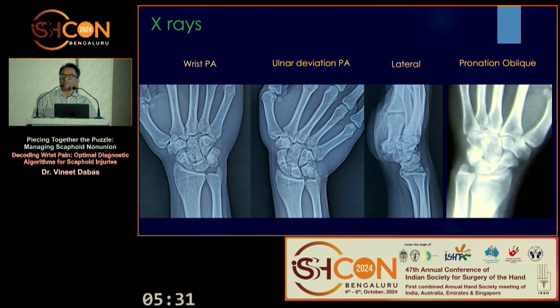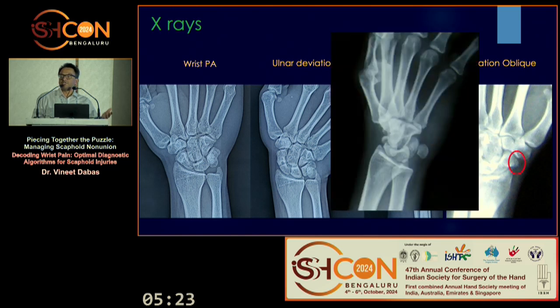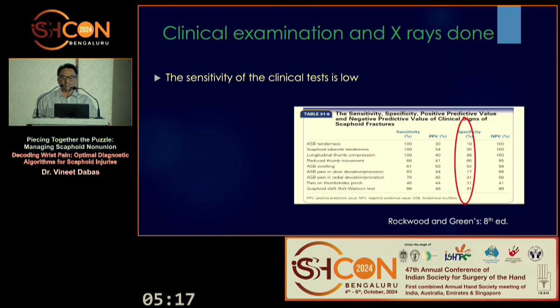The pronation oblique view helps in looking at the more distal fractures, the scaphoid tuberosity fractures. And then to complete the series, we get a supination oblique view. Not sure if this is the best one for scaphoid fracture, but it is to complete the series here. The problem is that after clinical examination and x-rays, many a times we are not wiser and we still have a doubt whether there is a fracture or not.